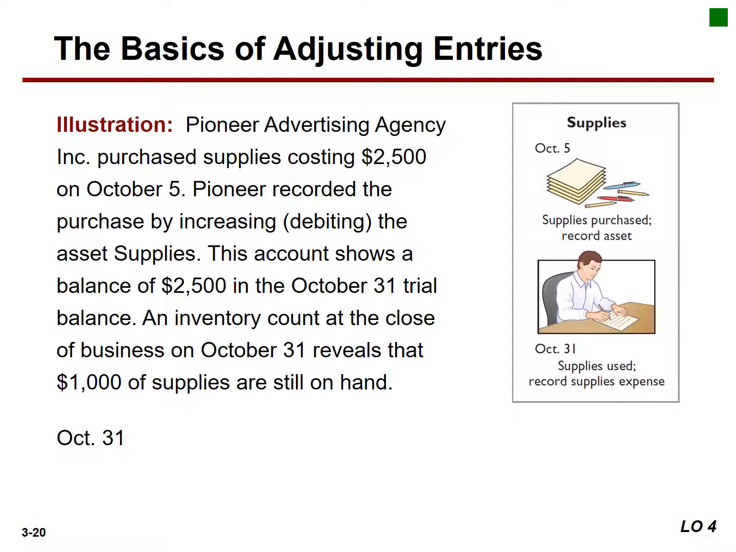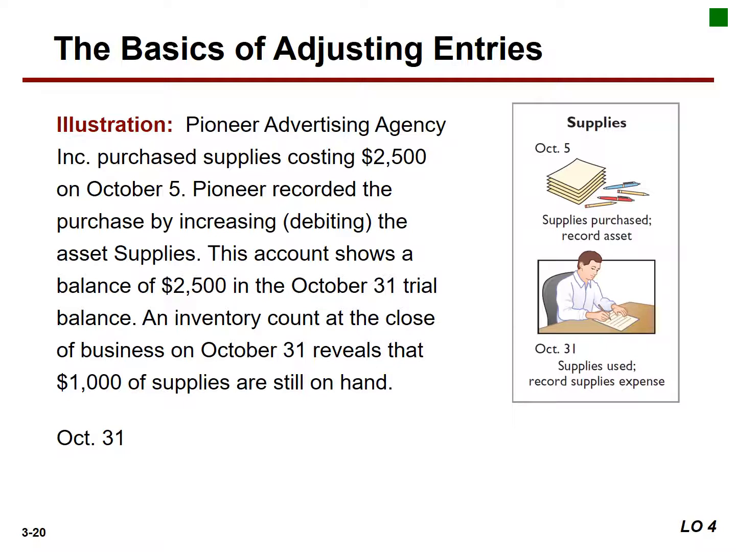All right, here's our first example. If we recall, the Pioneer Advertising Agency had purchased some supplies which cost $2,500. And when we recorded that entry, we debited the asset account supplies. If you'll think about this, at the end of the month of October, do you think Pioneer Advertising Agency still has $2,500 worth of supplies? Well, no, they more than likely do not. The reason they do not is that they've probably used some of these supplies during the month of October.